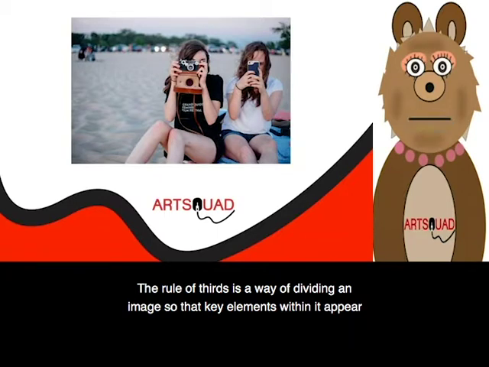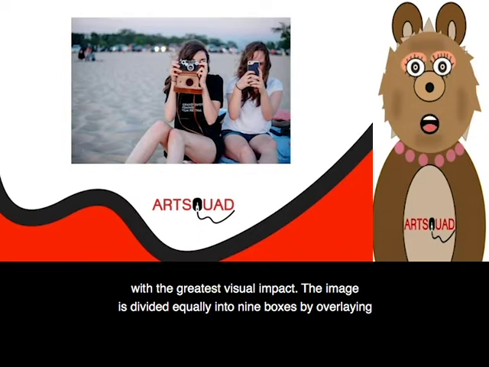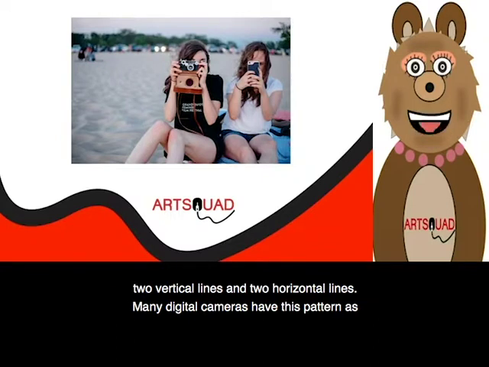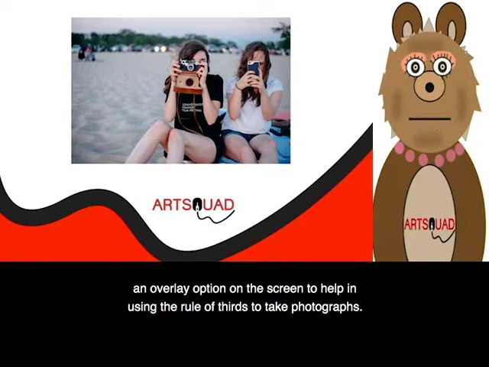The rule of thirds is a way of dividing an image so that the key elements within it appear with the greatest visual impact. The image is divided equally into 9 boxes by overlaying 2 vertical lines and 2 horizontal lines. Many digital cameras have this pattern as an overlay option on the screen to help in using the rule of thirds to take photographs.